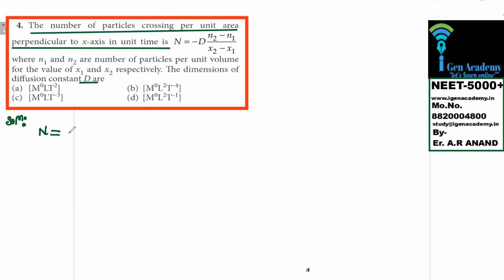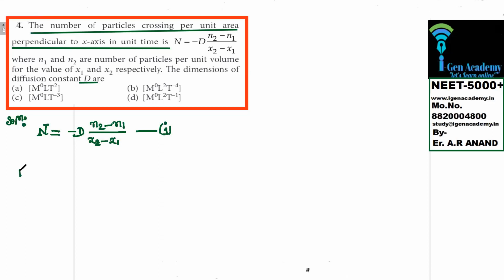N is equal to minus D (n2 minus n1) over (x2 minus x1). That's what they have given. Let me put this as equation number 1. Okay, perfect. So let us see the information regarding this capital N. Here they have clearly mentioned that this capital N is nothing but the number of particles crossing per unit area perpendicular to the x-axis in unit time. This unit time, we need to consider.